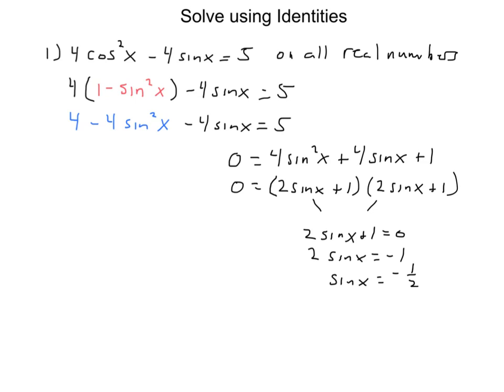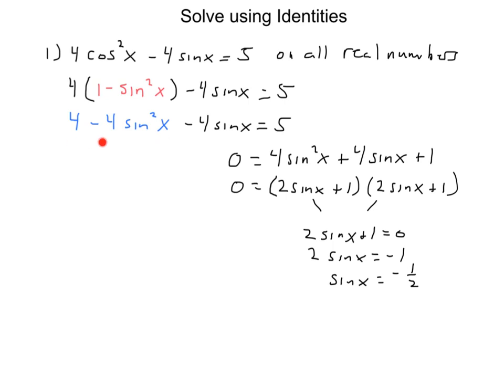So what I'm going to do is change everything. Since I have a cosine squared and a sine, since that's a sine to the first and that's a cosine squared, I'm actually going to change the cosine squared using the Pythagorean identity. I'm going to replace cosine squared with 1 minus sine squared x. And so I have 4 times the quantity 1 minus sine squared x, minus 4 sine x, equals 5.